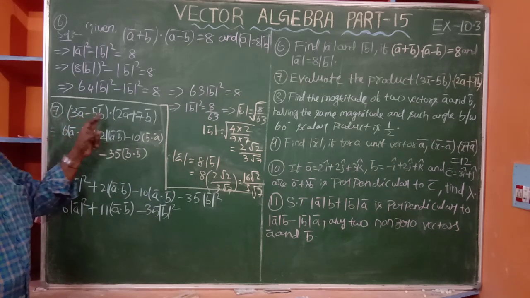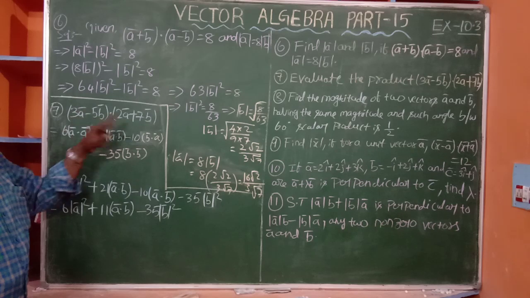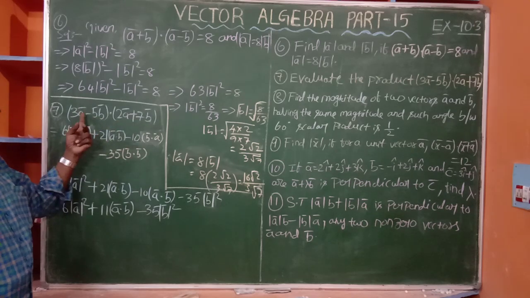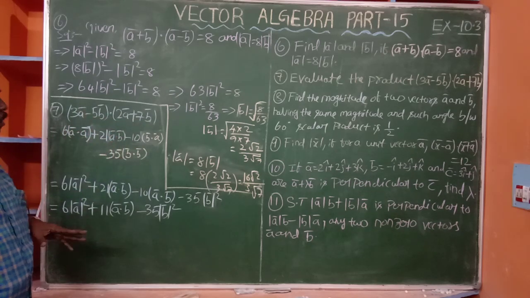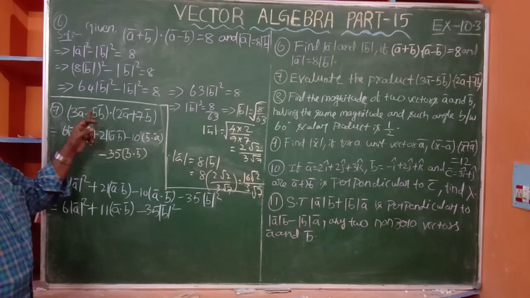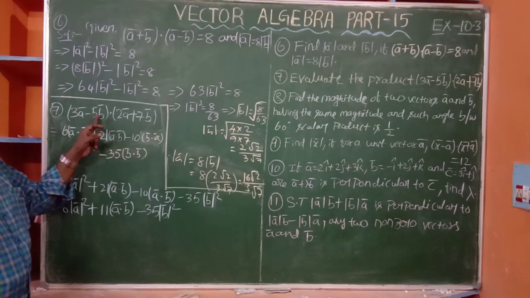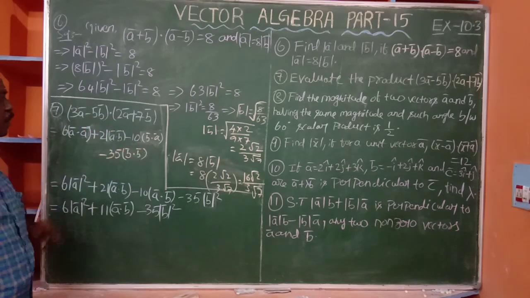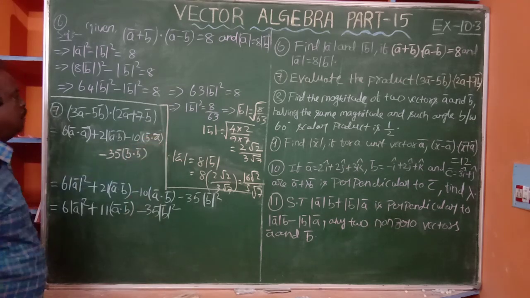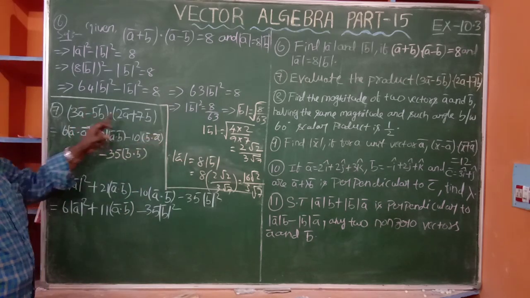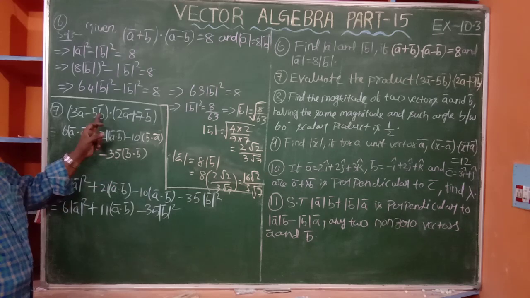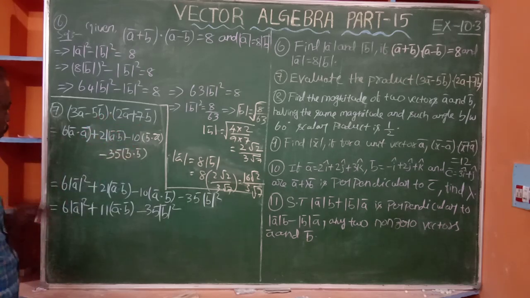Similarly, 3a bar dot 7b bar: 3 7s are 21, a dot b. Next, minus 5 into 2, minus 10, b bar dot a bar. Again, minus 5 into 7, minus 35, b bar dot b bar.